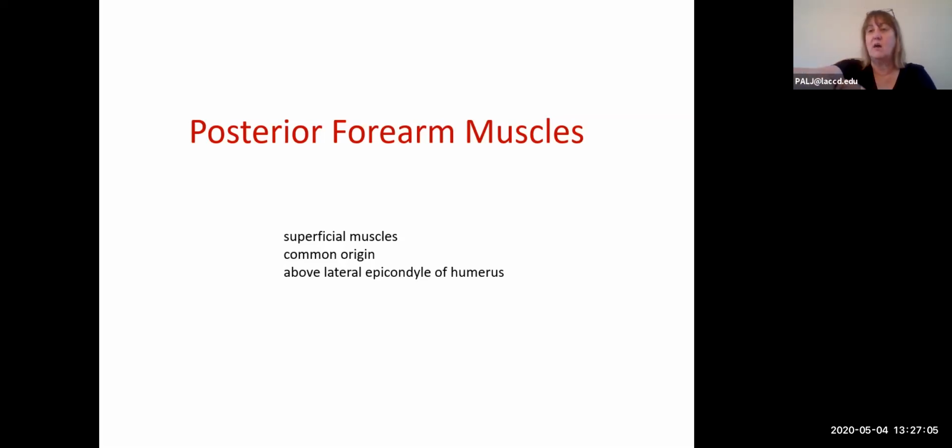So if you recall, the common origin for the superficial muscles of the flexor on the anterior, that was just above the medial epicondyle. So for the extensors, we're going to go just above the lateral epicondyle. I'm going to rotate my arm. And so they're going to be coming in this direction, okay? So they'll be going this direction on this arm. So the first muscle starts just above the lateral epicondyle, and then they just kind of work their way down, each one tucked under the next.